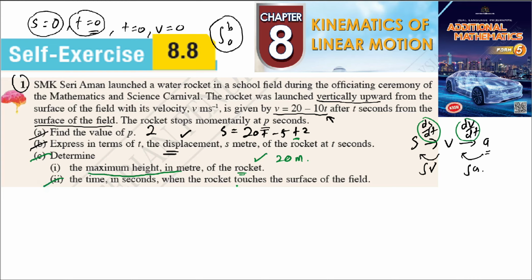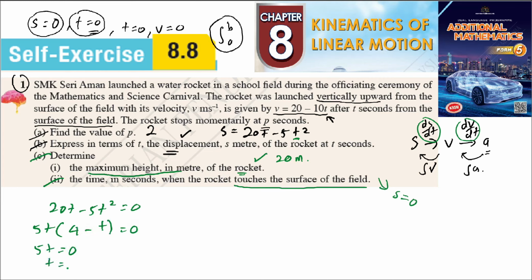Part D, the time in seconds when the rocket touches the surface of the field. What does it mean, touches the surface? It started from the surface and then comes back to the surface, so displacement is 0. We start from 0 and come back to 0. So we substitute: 20t minus 5t square is equal to 0. We can factorize by taking out 5t: 20t divided by 5t gives 4. So 5t is equal to 0, t is equal to 0, or 4 minus t is equal to 0, t is equal to 4. These are the conditions when S is equal to 0. The first is when it starts, and the other is when it comes down. So the time when the rocket touches the surface is t equal to 4 seconds.